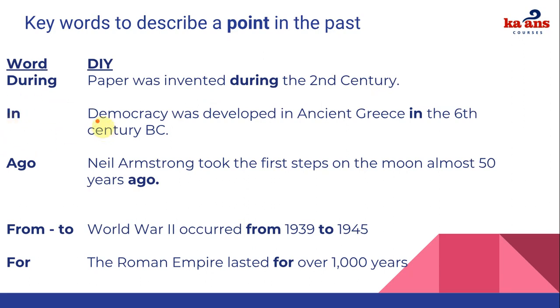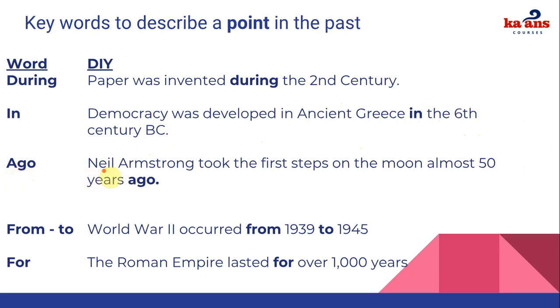All right. We have in. So, in this case, democracy was developed in ancient Greece in the 6th century BC.